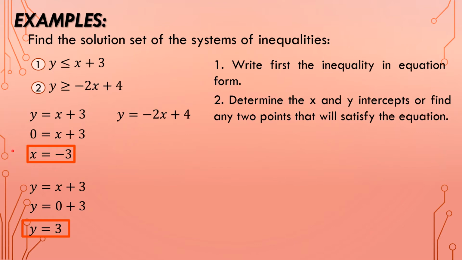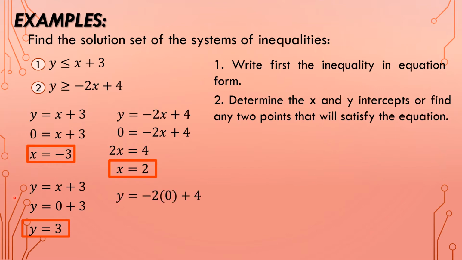Proceed na tayo sa pangalawang inequality. Okay, let us substitute 0 to y, so that will become 0 equals negative 2x plus 4. Next, let us transpose negative 2x to the left side of the equation, kaya naging positive 2x, and then equals 4 or positive 4. Okay, paano natin mahahanap ang value ng x kung ang resulting equation ay 2x equals 4? So simple lang, we will divide both sides by 2, so that is 4 divided by 2 is 2. So that is the value of x.